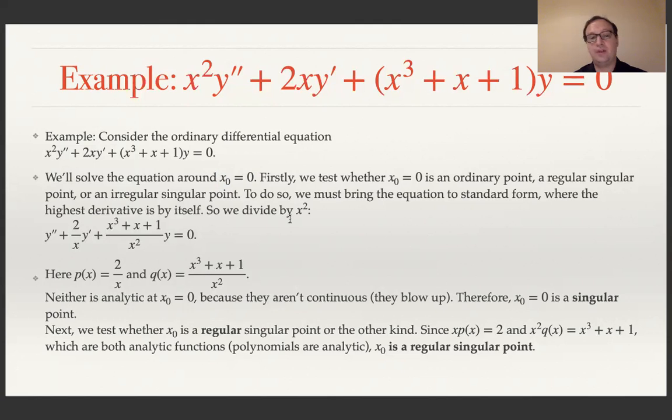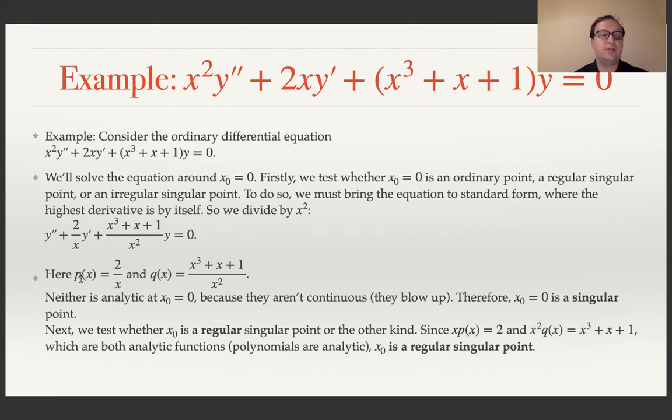So if x equals 0 were a regular point, then we could solve this equation by power series. We wouldn't need generalized power series. So let's see whether that's the case. First, we bring the equation into the standard form y double prime plus 2 over x y prime plus (x cubed plus x plus 1) over x squared times y is equal to 0.